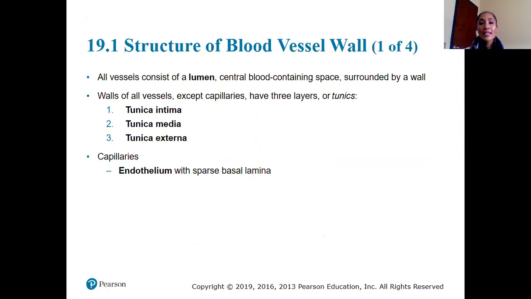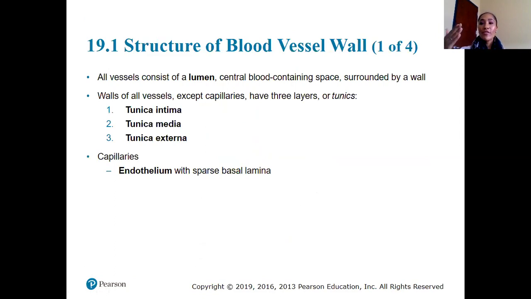All vessels contain a structure that we call a lumen, which is basically an opening. If you're looking at a blood vessel dead on, that central blood-containing space, that blood opening, is what we call the lumen, and it's going to be surrounded by a wall. The walls of all vessels except for capillaries are going to have 3 layers. We can also call these layers tunics.